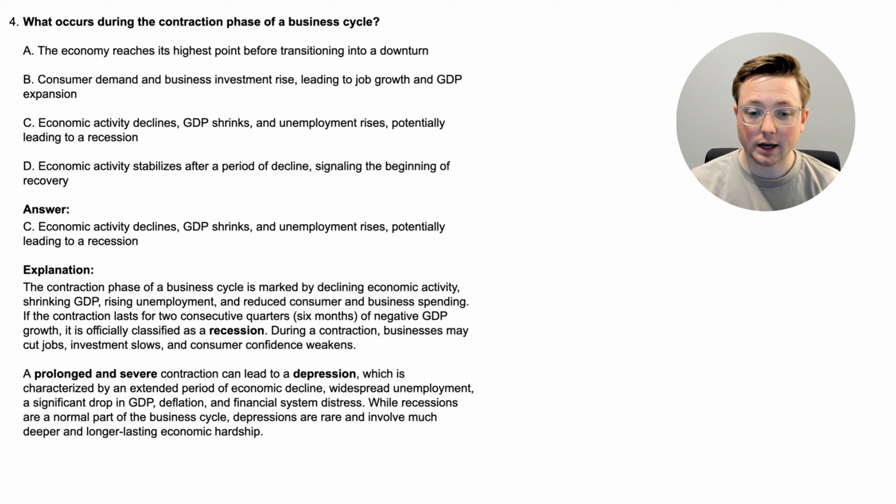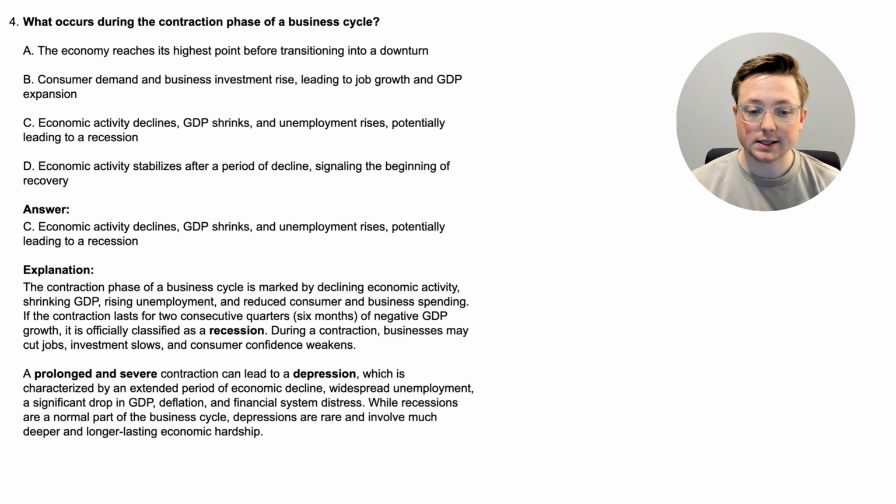The contraction phase of a business cycle is marked by declining economic activity, shrinking GDP, rising unemployment, and reduced consumer and business spending. If the contraction lasts for 2 consecutive quarters, and that's about 6 months, of negative GDP growth, it is officially classified as a recession. Now, you've probably heard the word recession a whole bunch of times throughout your life. That's the technical term for it. 2 consecutive quarters, so roughly half of a year, where things are just continuing to go down. It's a contraction that lasts for at least half a year.